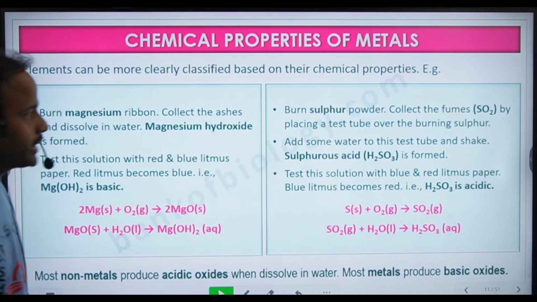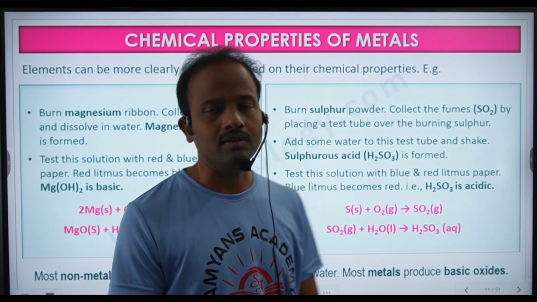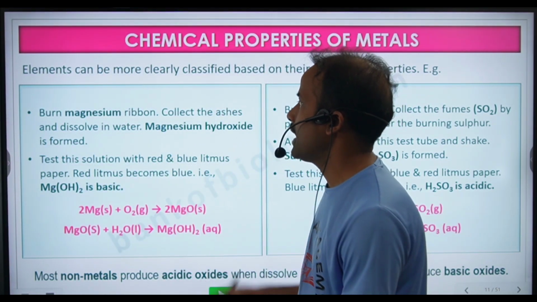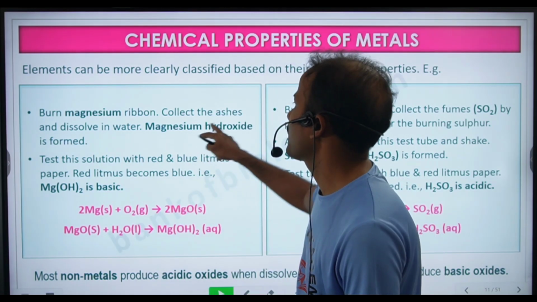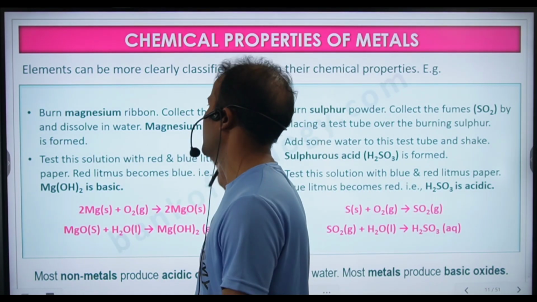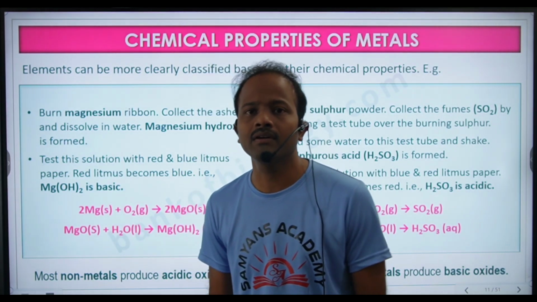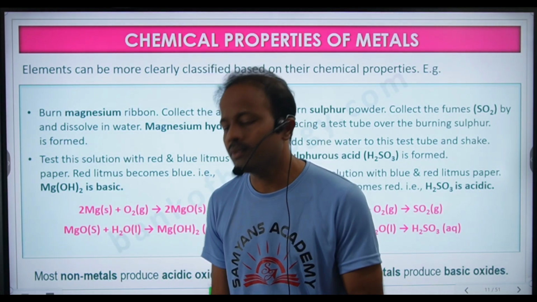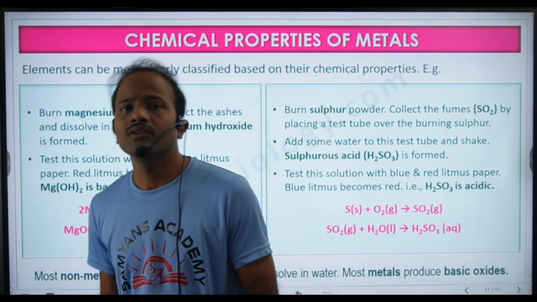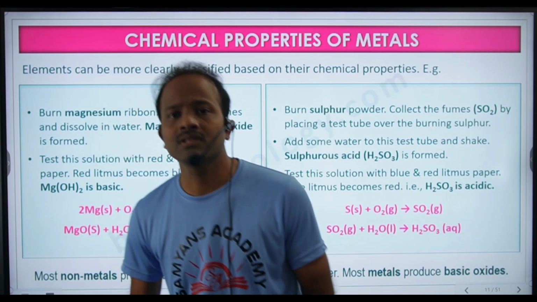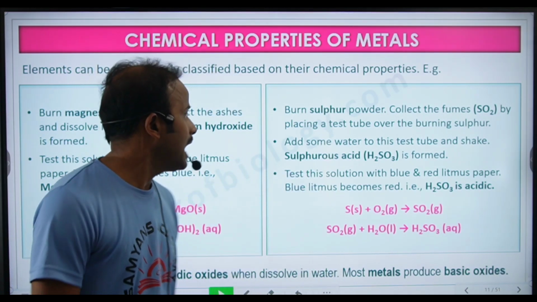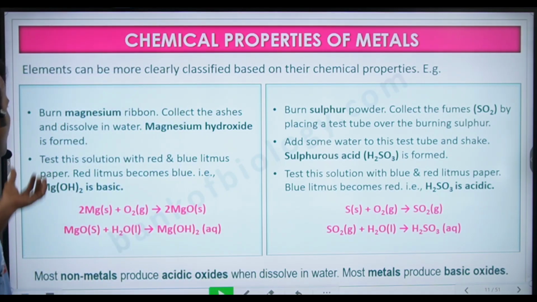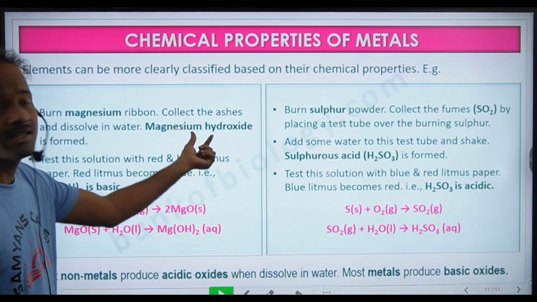Now we are going to discuss the chemical properties of metals. First, burn a magnesium ribbon, collect the ashes, and dissolve them in water; magnesium hydroxide is formed. What happens here? When you burn the magnesium ribbon in the presence of air, the magnesium burns with the oxygen and converts into magnesium oxide, a white powder. When you dissolve that powder in water, it gives magnesium hydroxide.